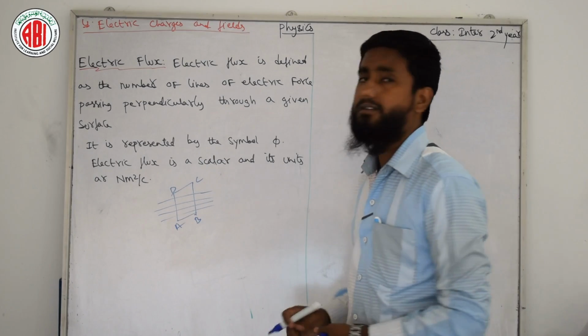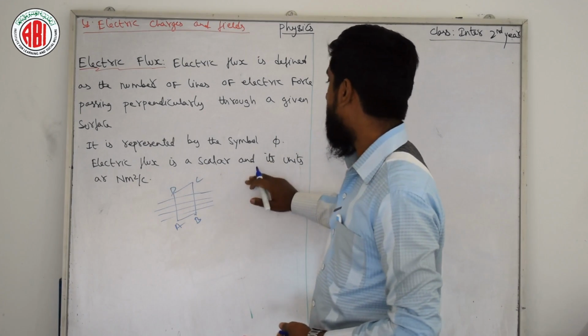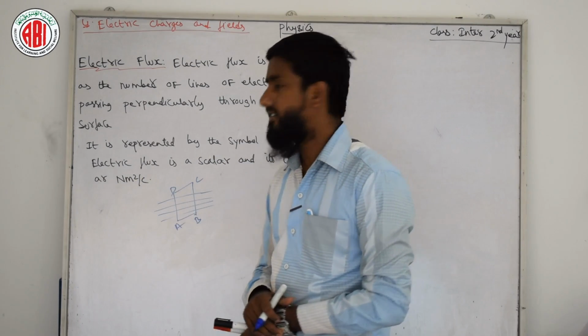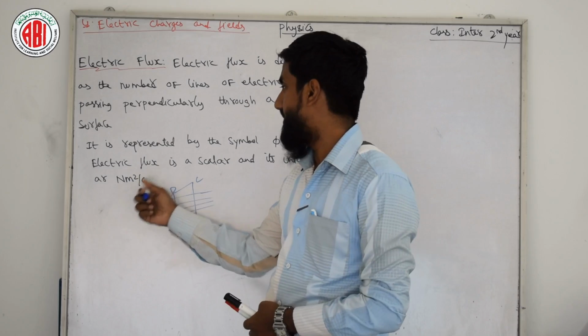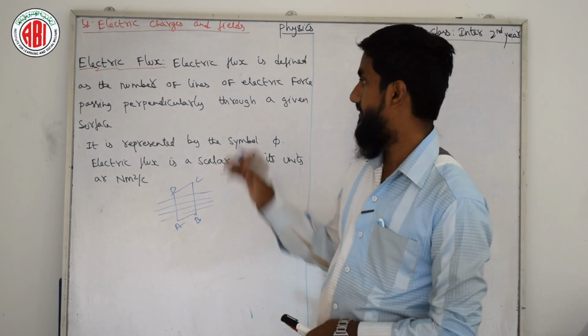It is represented by the symbol phi. Electric flux is a scalar and it has a unit of Nm square by C, that is, Newton meter square by coulomb. So this is the electric flux.